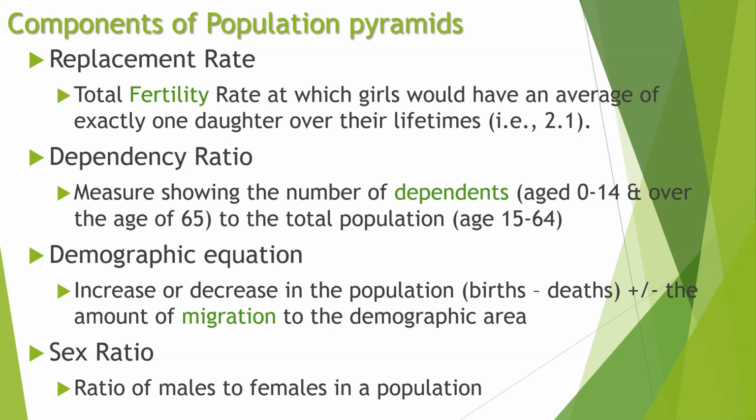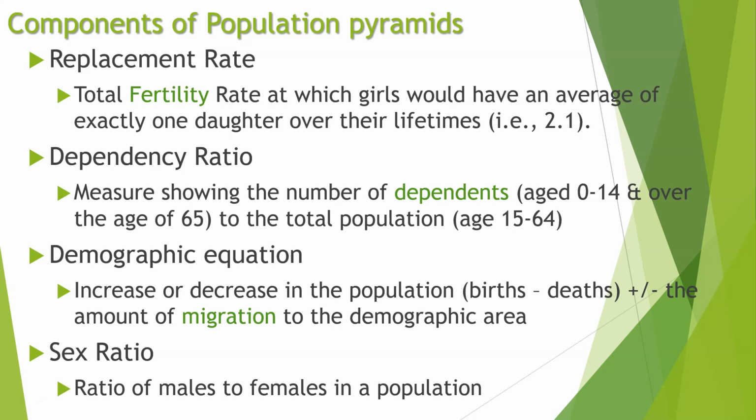The demographic equation, one thing to remember is the demographic transition model does not account for immigration. So it's looking at the population. It's not necessarily looking at immigration over time. A population pyramid certainly could include all people present in that state. So think about the amount of immigration into that demographic area.